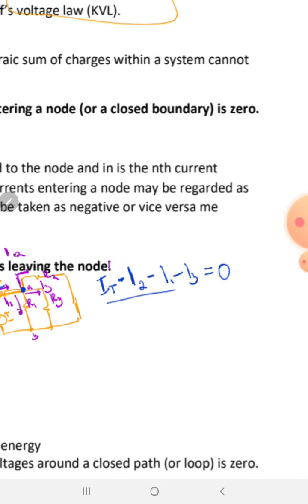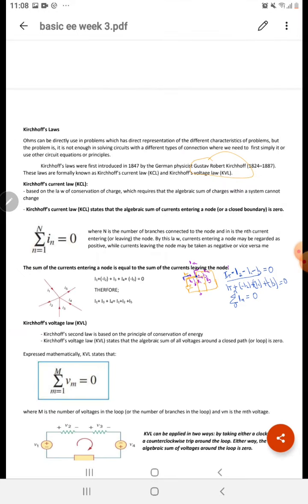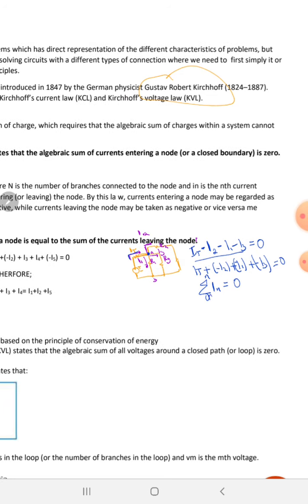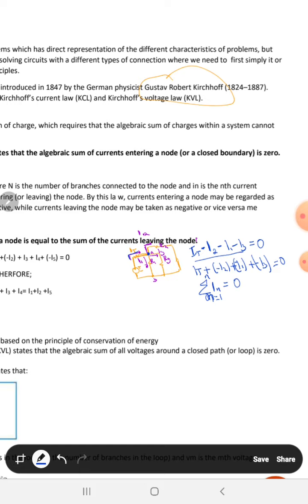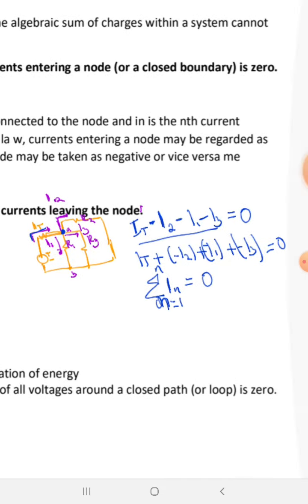So, therefore, getting the sum of all of these, so we will have I total plus negative I2 plus negative I1 plus negative I3 is equal to 0, which means that it is the summation of your I n from n equals 1 to n, which is equal to 0. Okay? So, makukuha mo yung current natin, which is equal to 0. Take note, paano natin kukunin yung I total, sir?